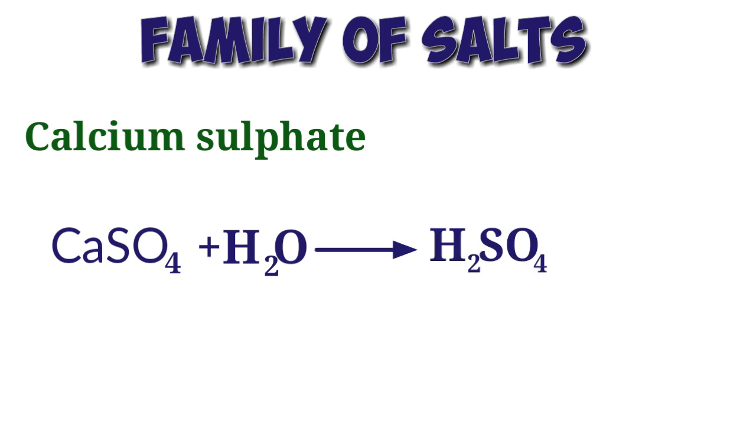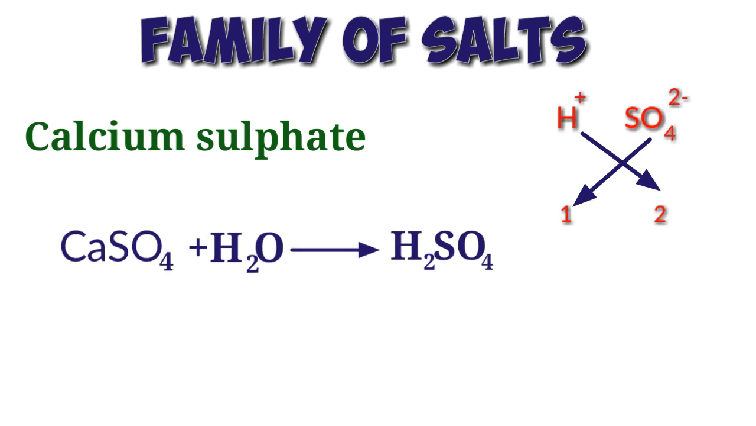How can we get that? H plus and SO4 2 minus. Writing the valencies at the bottom, 1 and 2. So crossing over, you are getting H2SO4. And the OH minus will move towards the positively charged Ca2 plus ion and form Ca(OH)2.